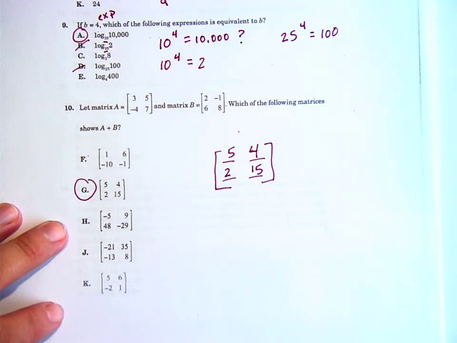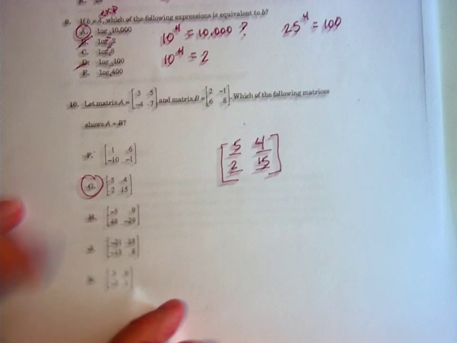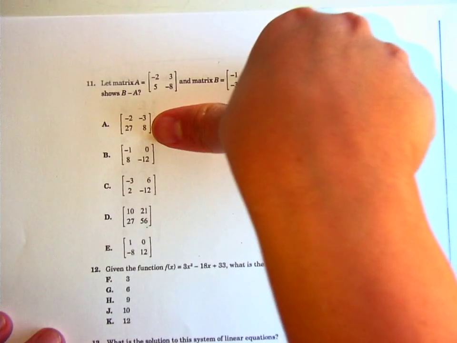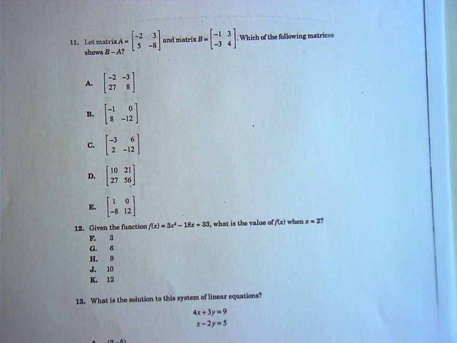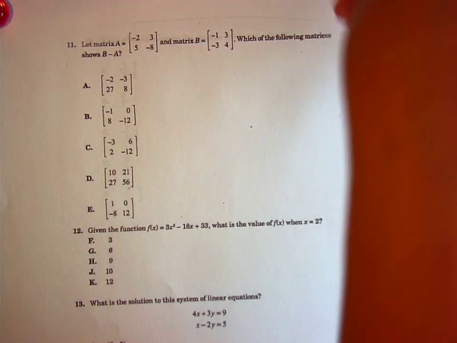Okie dokie. 11. There's matrix A, matrix B. Which of these are B minus A?